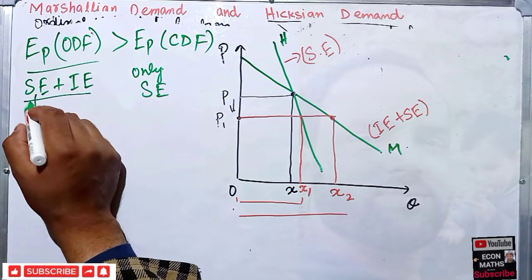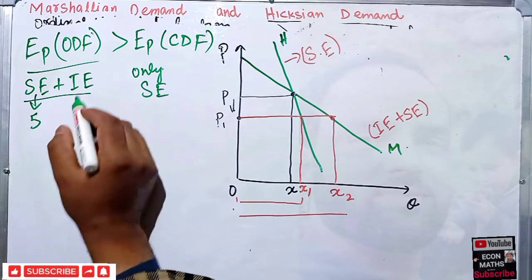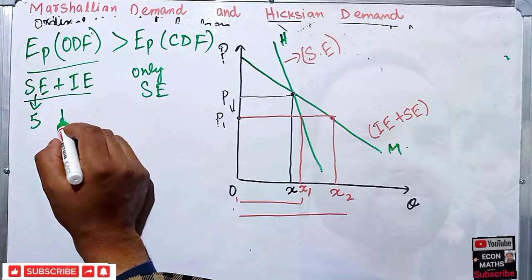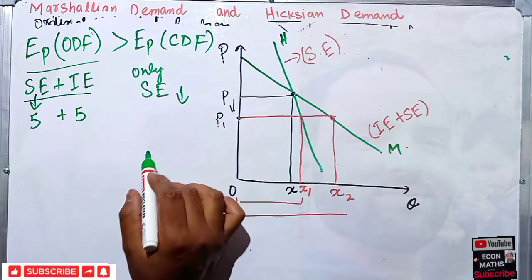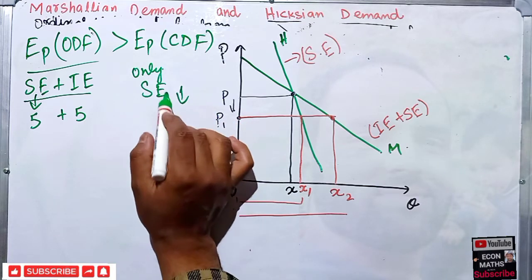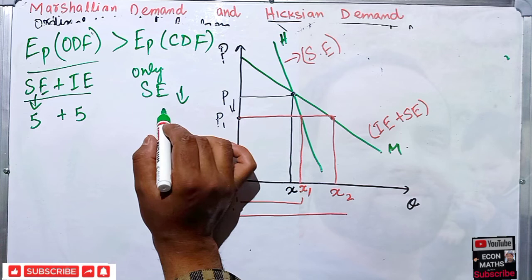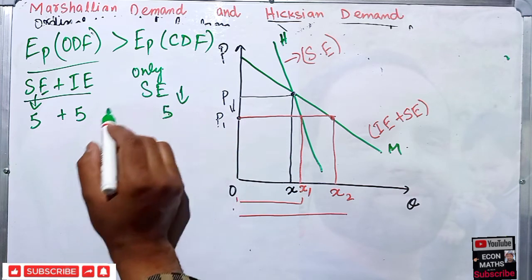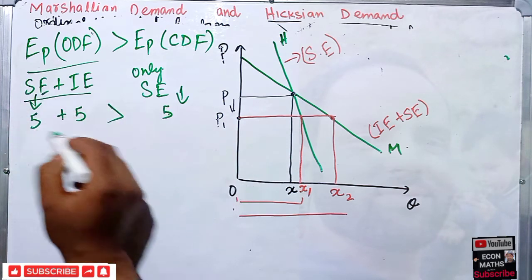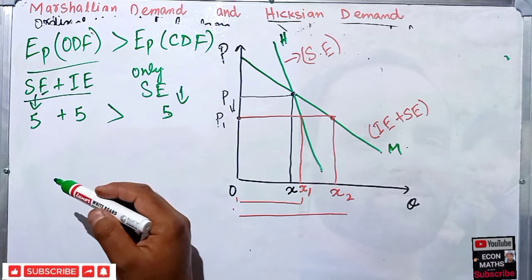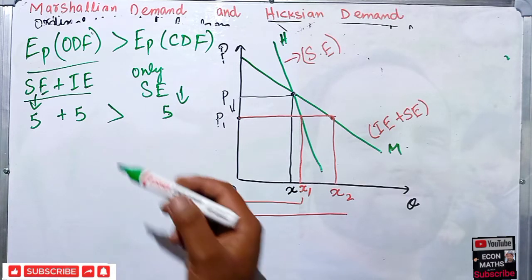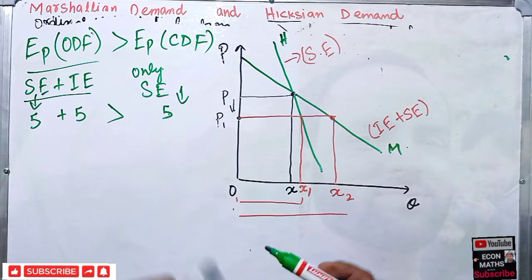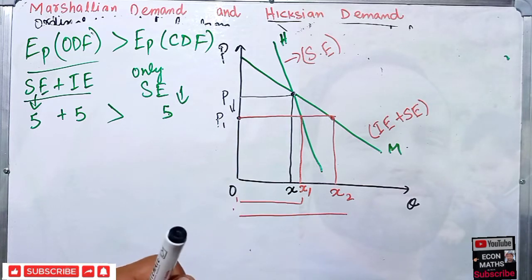Let us say the substitution effect was 5 and the income effect was, let us say, 5. But in the case of the compensated demand function, let us say the substitution effect was only 5. So we can see here that the price effect in the case of Marshallian demand is greater than that of the compensated demand function. Okay, I hope I am making myself clear.